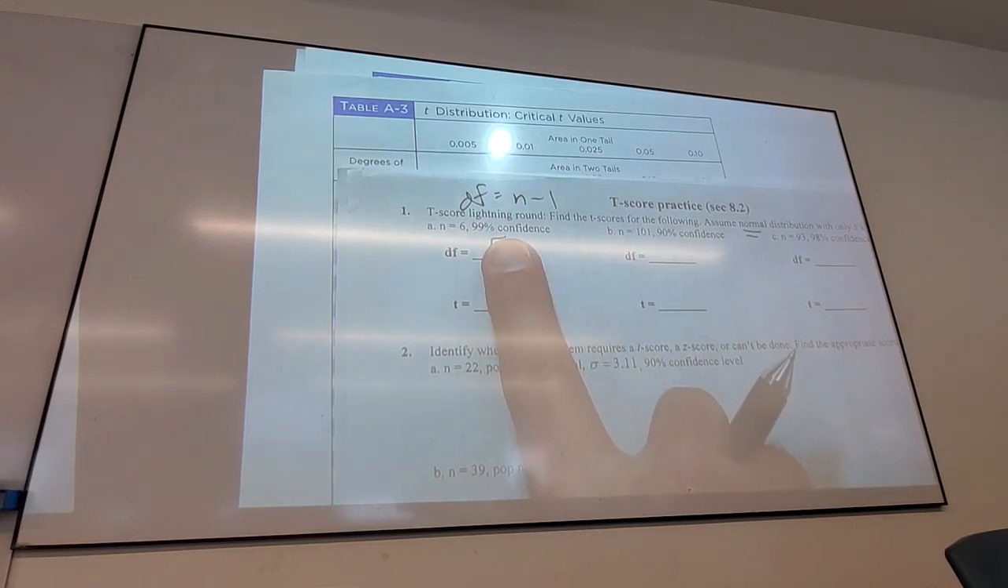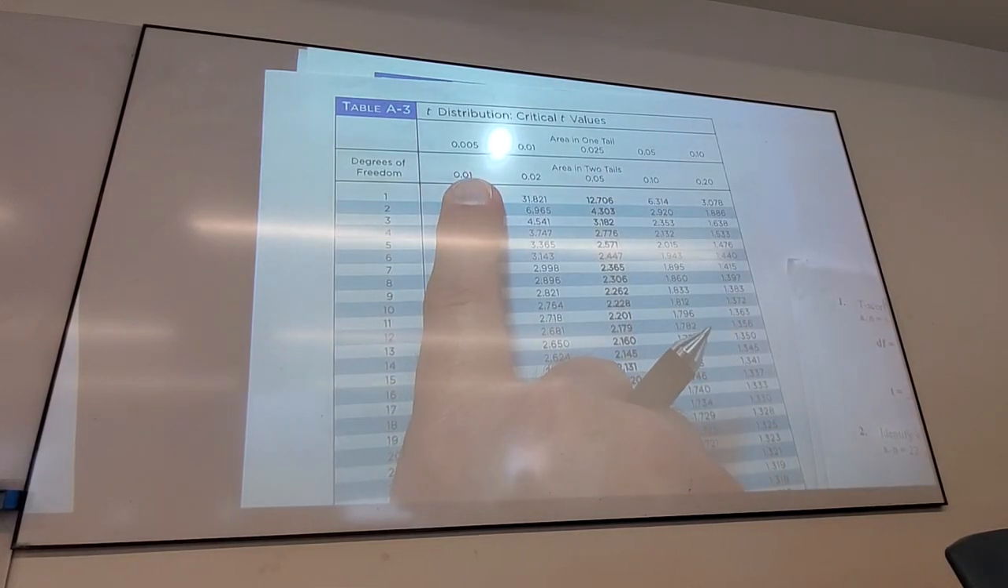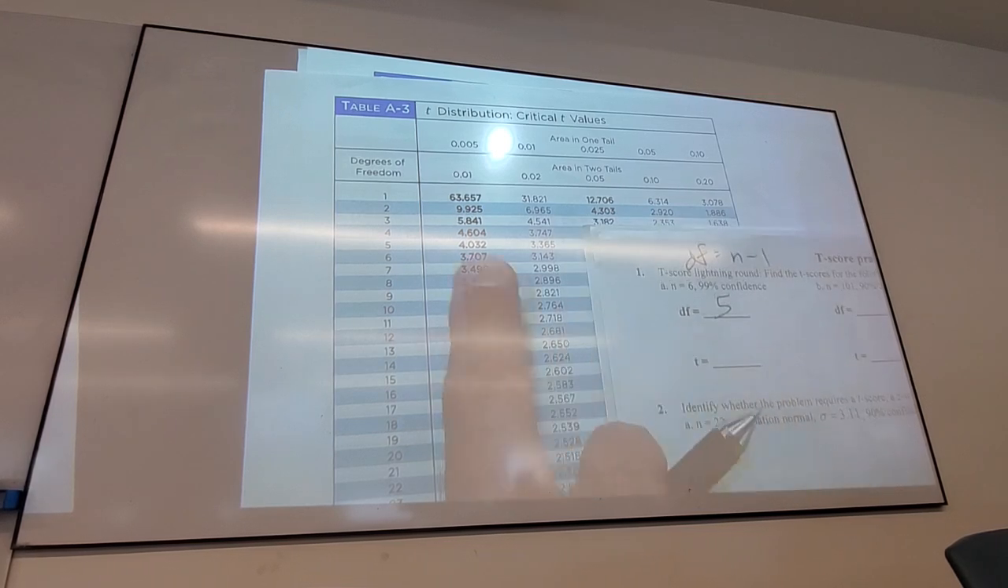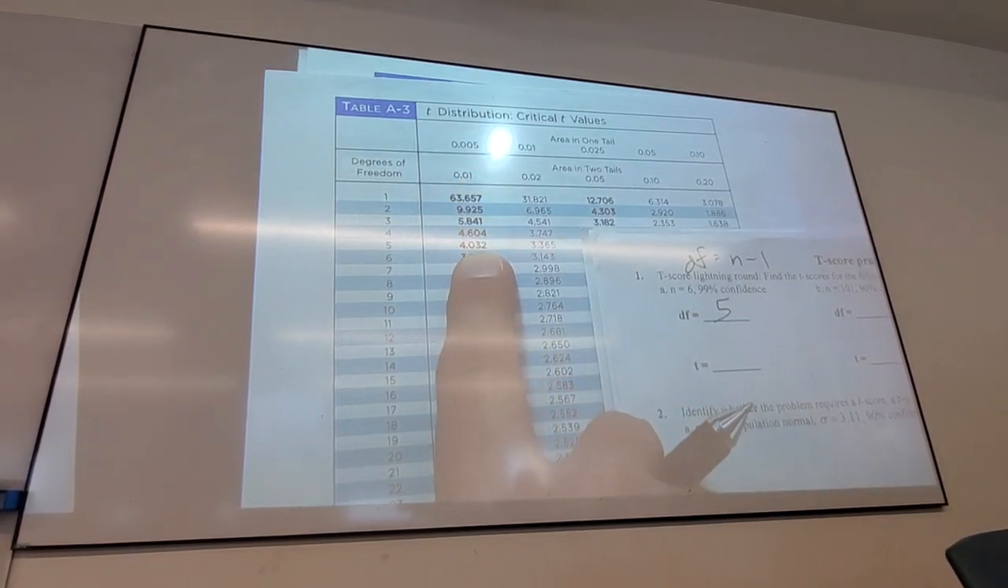99% confidence means what percentage in two tails? 0.01, and I want to stop at 5. So then the t-score we would have to use is 4.032.